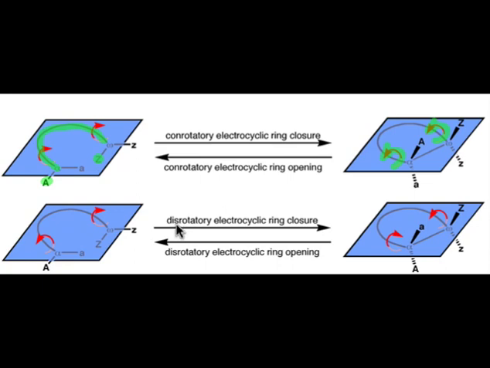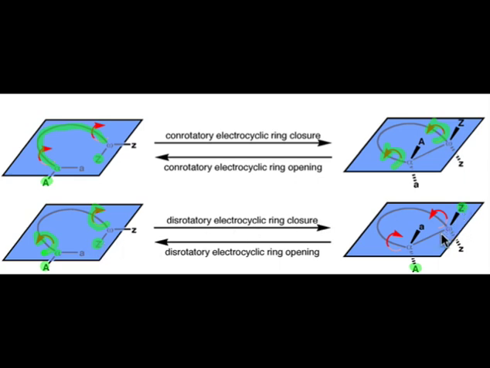Disrotatory process is the case where the twisting goes in opposite direction. One end will twist clockwise and the other end will twist counterclockwise. So here we have the alpha end twisting in the counterclockwise direction. That's going to take the capital A and place it below the plane. The omega end is twisting in the clockwise direction to take the capital Z and place it above the plane.